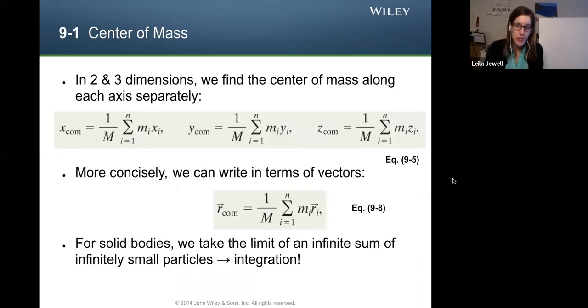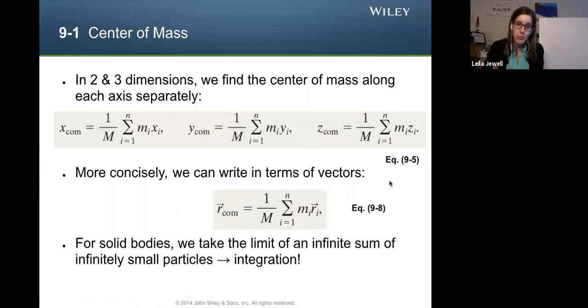If we have 2 or 3 dimensions, you can find the center of mass along each one separately. Similar to other cases, we can consider just the x's, just the y's, and just the z's. So more concisely, we could write it in terms of vectors, where the R vector has x, y, and z components all in it. But it's totally fine to work with them individually as well.